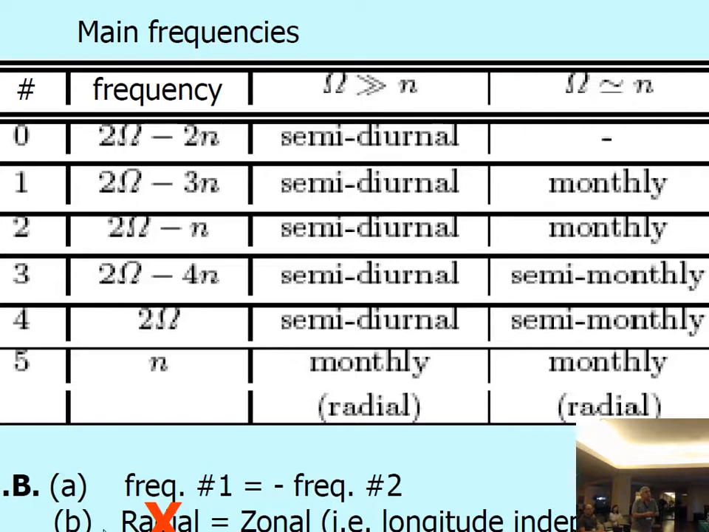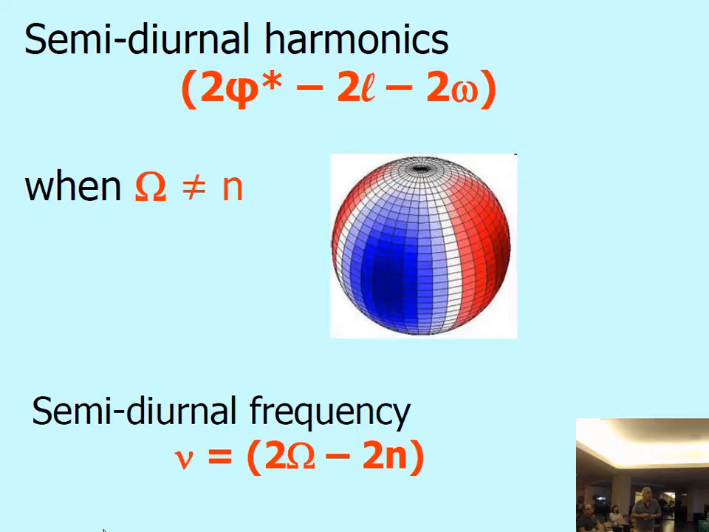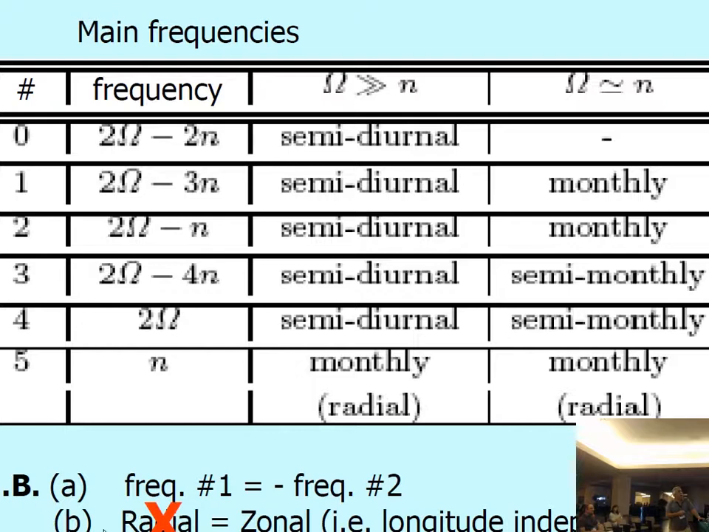the frequency of the angles that appear here, these angles, okay? When I consider the frequency of each one, I have the following frequencies dominating. 2 omega minus 2n, 2 omega minus 3n, 2 omega minus n, 2 omega minus 4n, 2 omega n, etc. Okay? You have more complex combinations in low order terms. So, look, 2 omega is much larger than n. So it commands. So we call this term semi-diurnal, because the frequency is 2 omega, the period is 12 hours. So it's semi-diurnal.